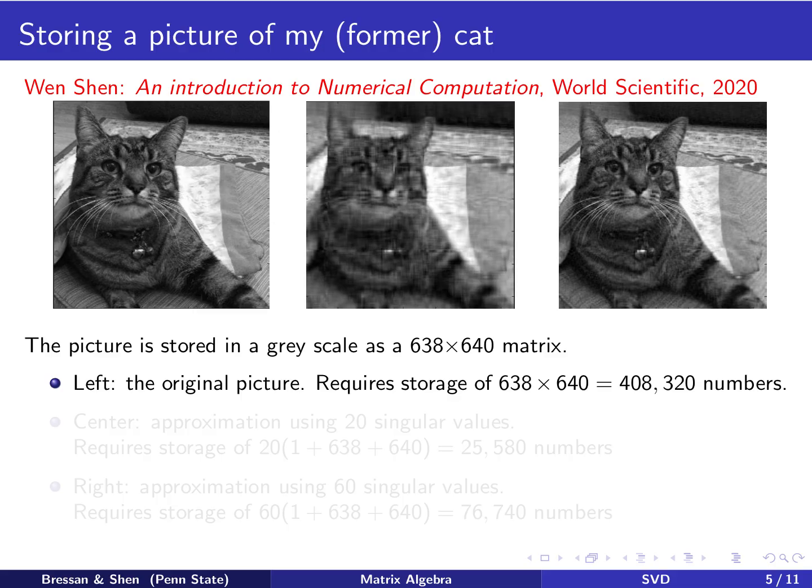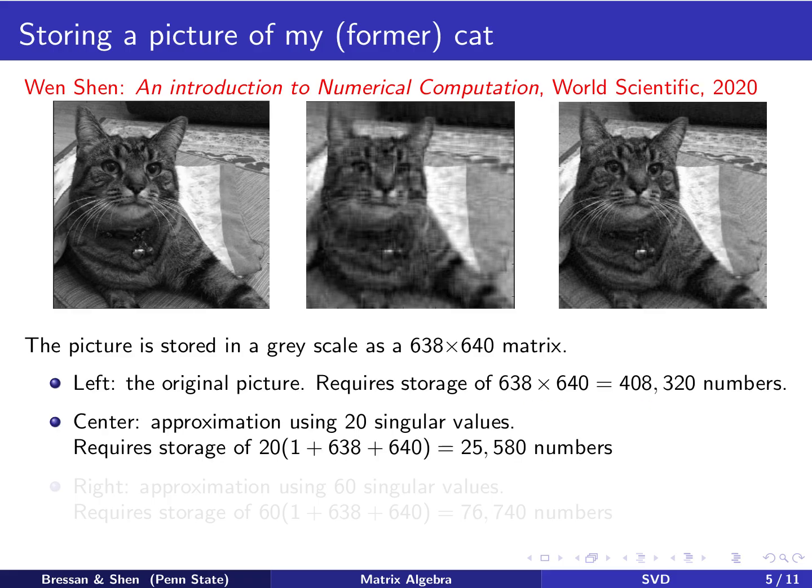This picture is now stored as a grayscale image, and the size of the matrix is 638 times 640. Here on the left is the original picture. So the required storage will be 600 times 600, about 400,000 numbers. In this center image, one can see that it's a cat, and you can recognize some features of this cat and how she looks, but it's a bit blurry.